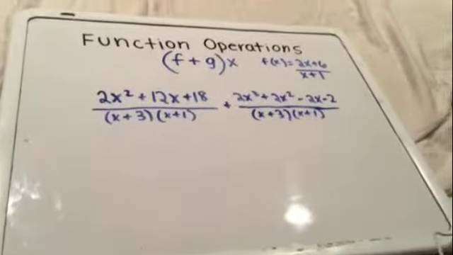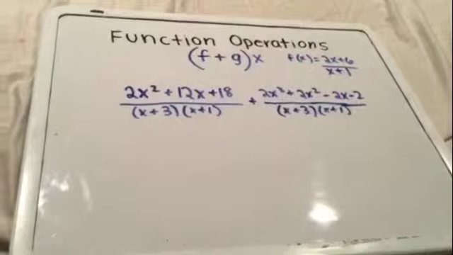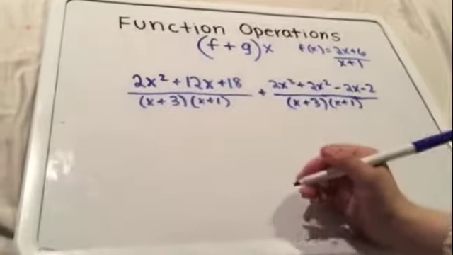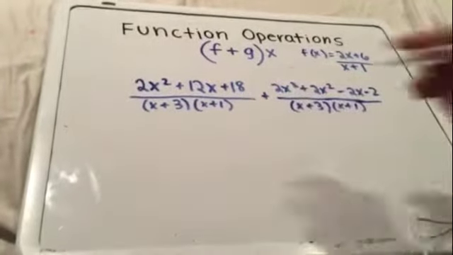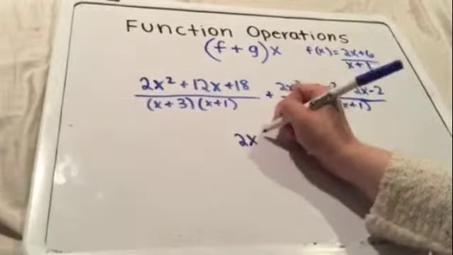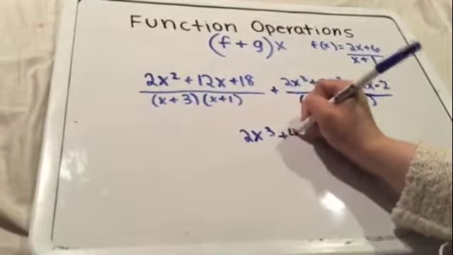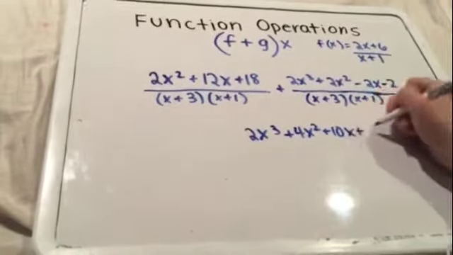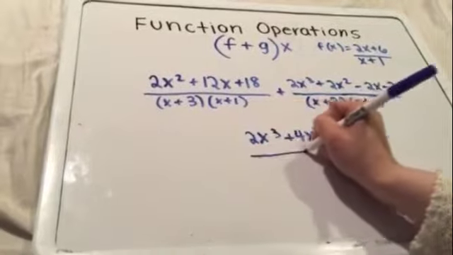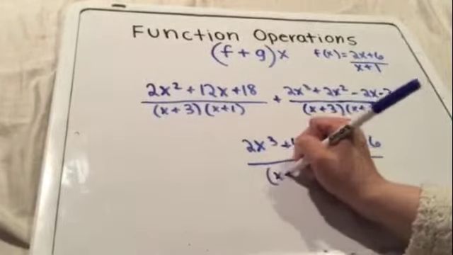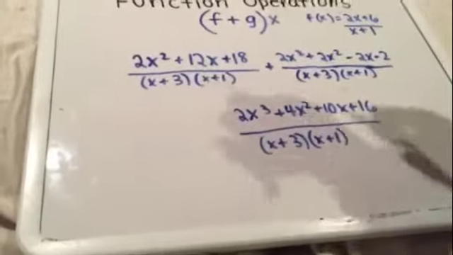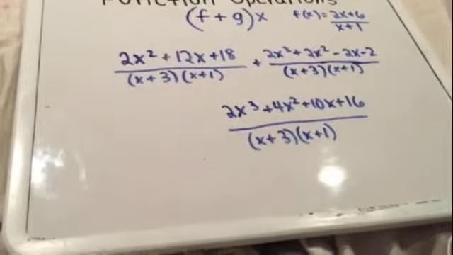Now we're going to add our terms together on the numerator to get our final answer. We always keep the denominator the same in a function operation. So our final answer is going to give us 2x to the third plus 4x squared plus 10x plus 16 over x plus 3 and x plus 1. We got our numerator because we combined all the terms on the top.